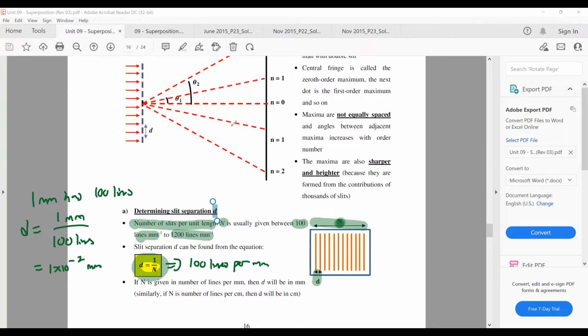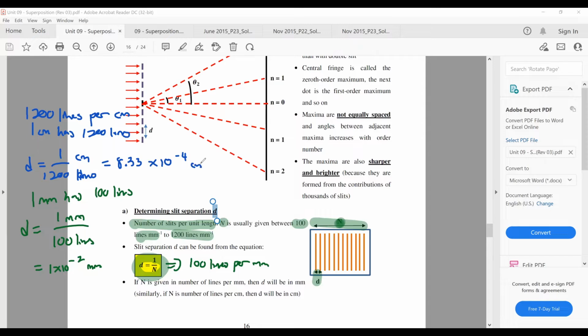I could also give it to you in some other values. Let's say 1200 lines per centimeter. That means 1 centimeter has 1200 lines. So to find the slit separation, I take 1 centimeter divided by 1200 lines. So I'm going to get 8.33 times 10 to the power minus 4 centimeter. So these are the slit separations.